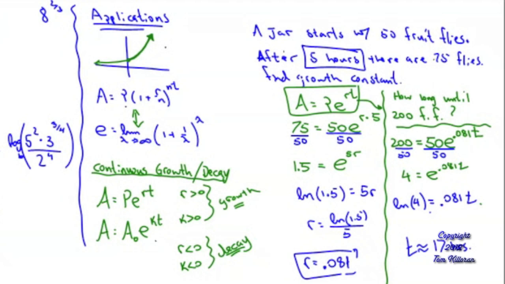They typed it in their calculator: ln of 4, close your parentheses, because otherwise you're going to be doing ln of 4 divided by point, and that makes a mess. It'll be a positive number. So that's an application of population growth.